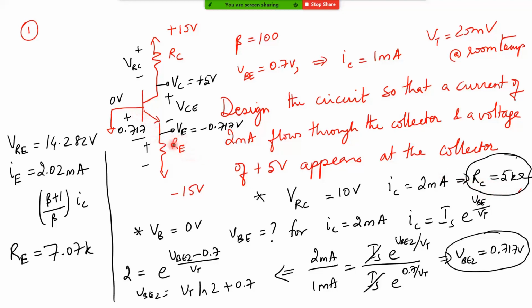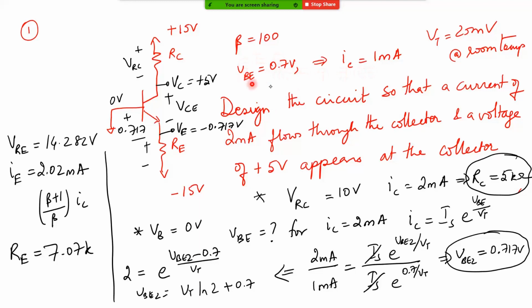Now we need to find out the value of RE. How do you find the value of RE? You have 0 volt here, that is established. You need to find out the value of VE. How do you find VE? You need to know the VBE for 2 milliamp current. For 0.7 volt it is 1 milliamp.